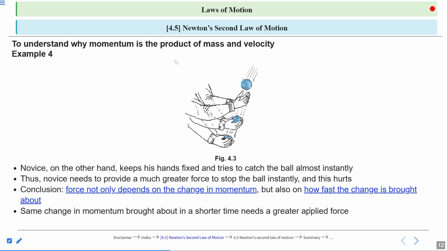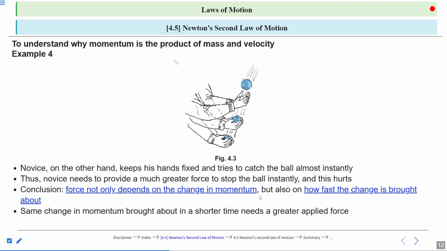But if you move your hands backward, listen carefully. As shown in figure 4.3, if you move your hand backward while catching, you are increasing the time over which the ball slows down. So the force becomes less. Force becomes less. So we can say time is the factor. Due to this, the force is in that case smaller, or we can say larger time.